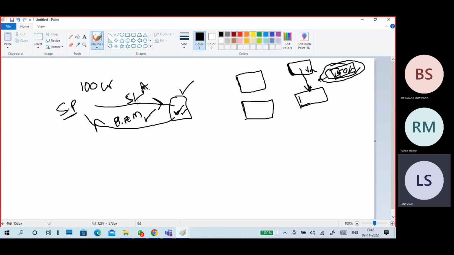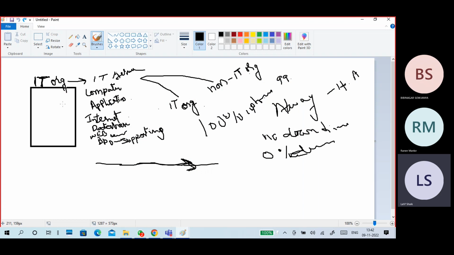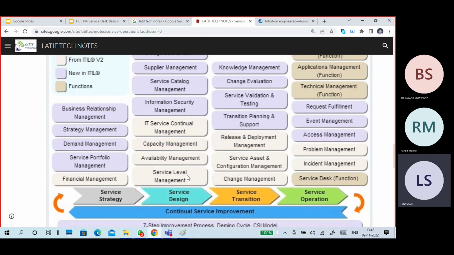What is SLA, guys? Service level agreement. It is a contract, a formal agreement between the service provider and a customer. So they have an SLA, and the service provider must provide a service according to the SLA. That will be managed by service level management.